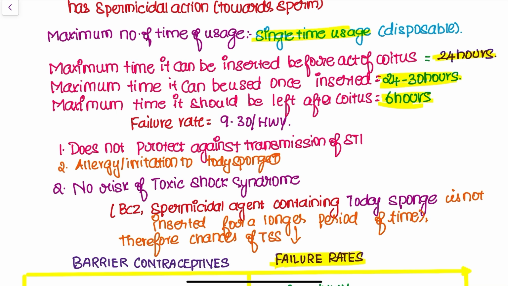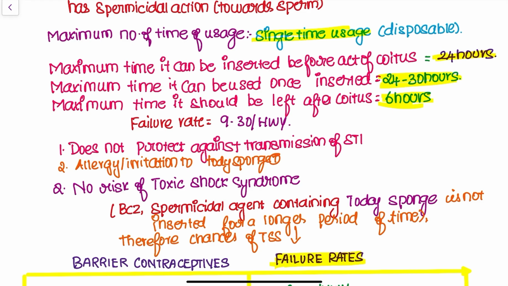Why is that? It is because the diaphragm can be washed and dried, and it can be maximally used for a period of about 1 year. Whereas today's sponge is actually a disposable barrier contraceptive that can be used only for a period of about 24 hours, or let's say maximally 30 hours. After that you are going to just dispose of it.